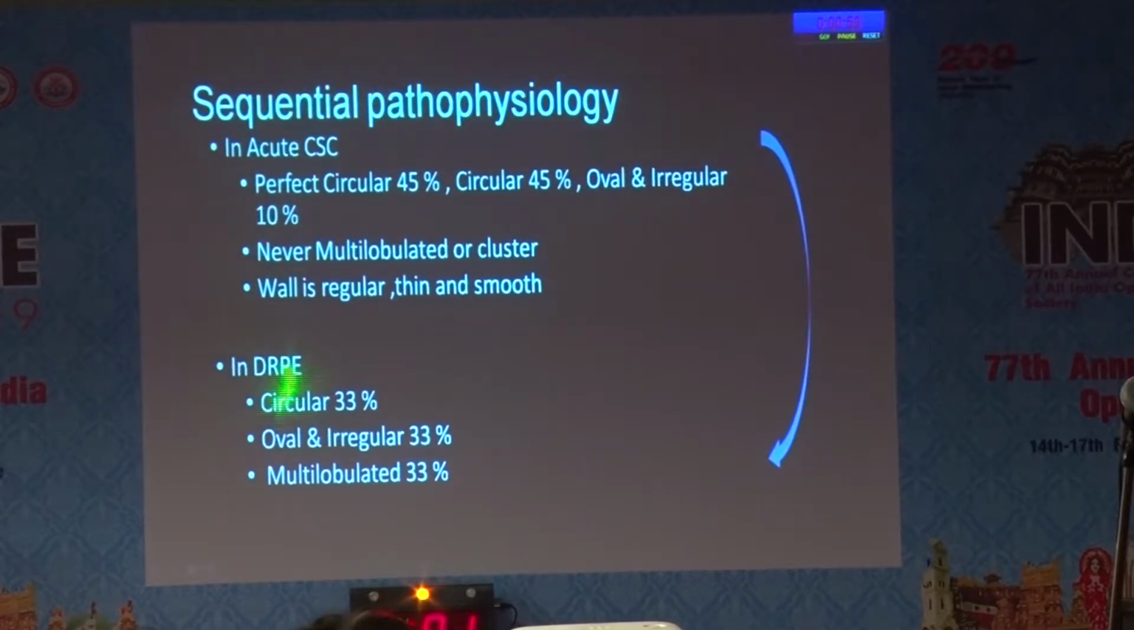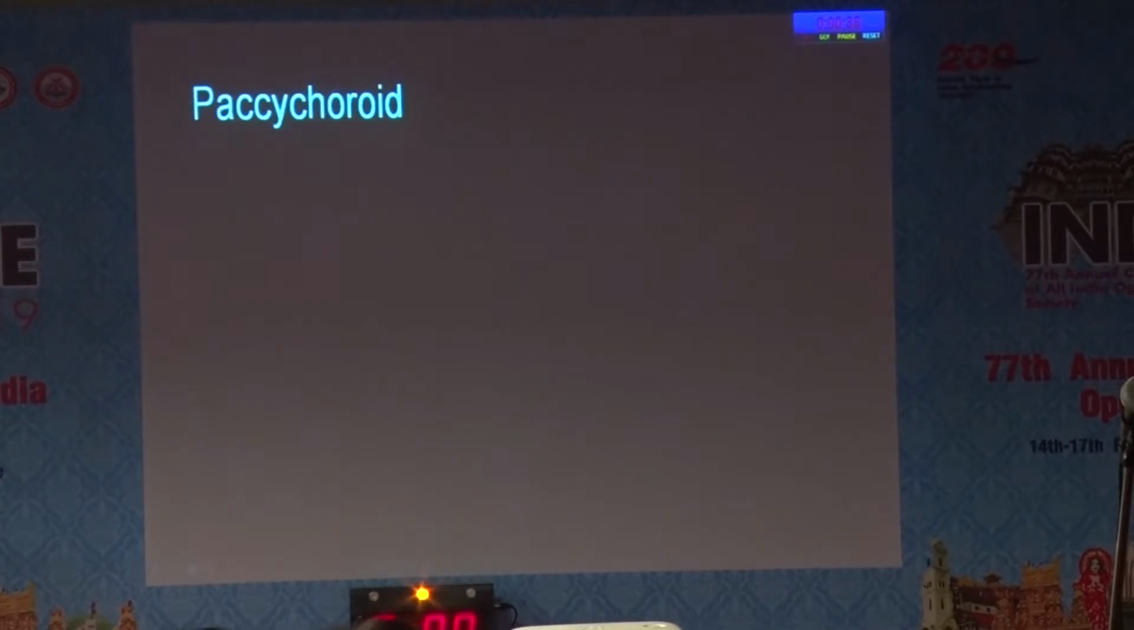How to differentiate acute and chronic based on en-face OCT. In acute CSC, the PEDs are highly circular. 45% are circular, a perfect circle, circular or oval. Irregular is very rare, but never multilobulated. But when you go to chronic CSR, the PEDs become multilobulated, the circularity comes down, the irregularity index goes up. So that's how you can differentiate chronic CSR from acute CSR on en-face OCT scanning.